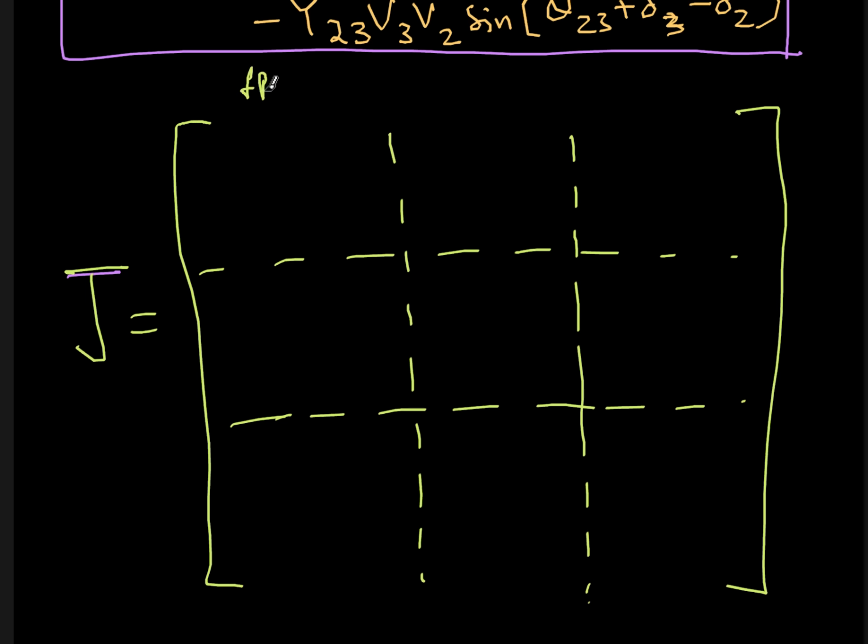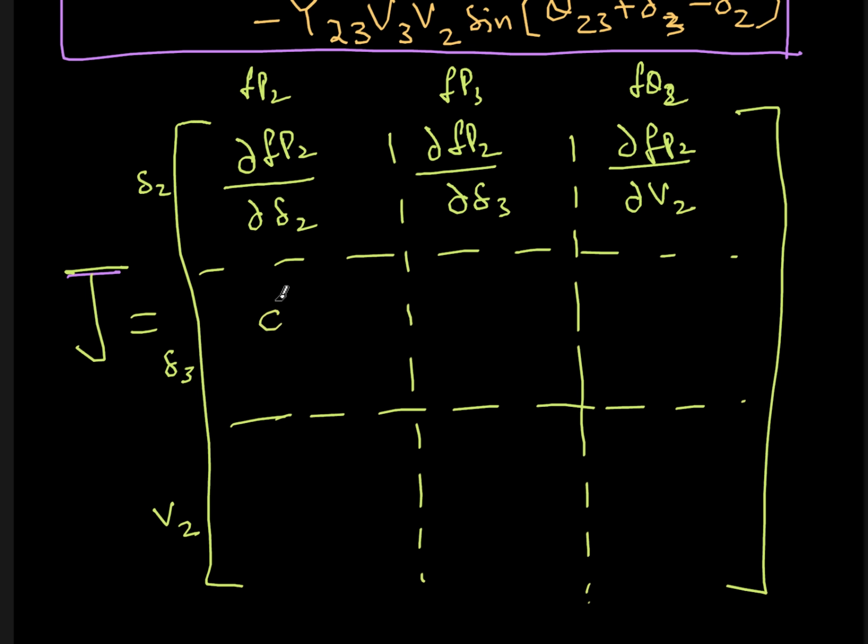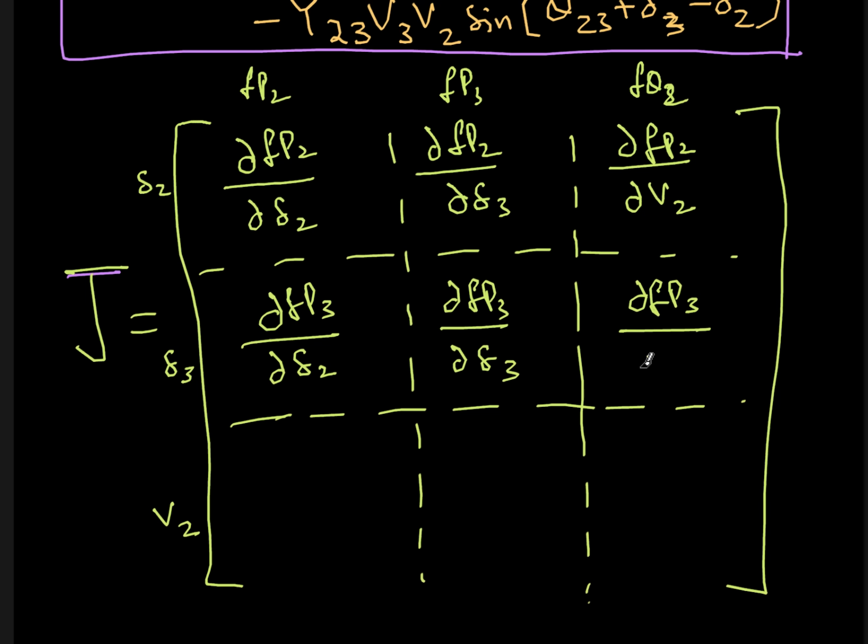So the functions are function of p2, function of p3 and function of q2, and the unknown variables are delta 2, delta 3 and v2. So here I'll get partial differentiation of function p2, that is the first function, with respect to the first variable delta 2, with respect to the second variable delta 3, with respect to the third variable v2. So like this. Similarly here, partial differentiation of function p3 with respect to first variable, with respect to second variable, with respect to third variable, v2.